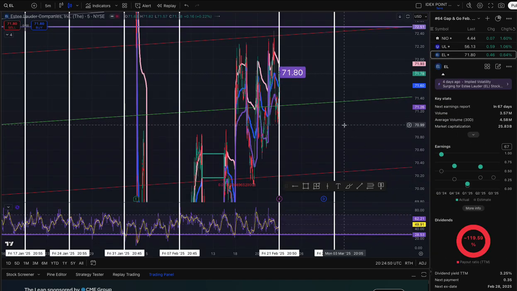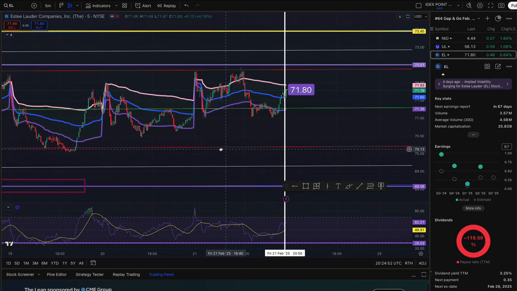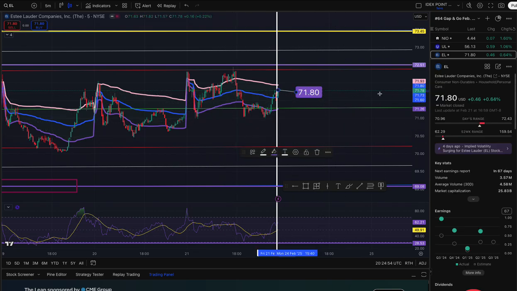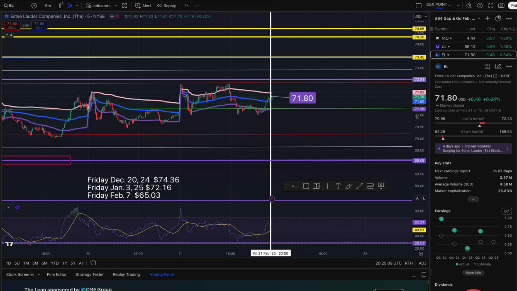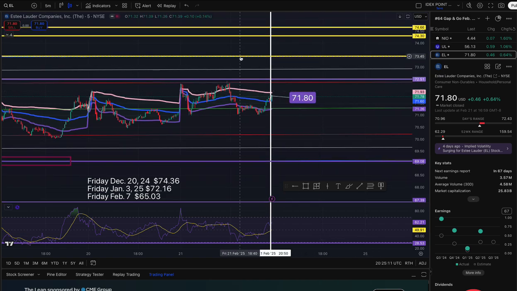Estee Lauder is the next one. 71.80. The next target I'm looking for is 72.37, 72.90. Where's my, oh, my blue line is right there. Let me just fix that. But the blue line is 73.46, 72.91, and again, roughly 72.37 to the south side.